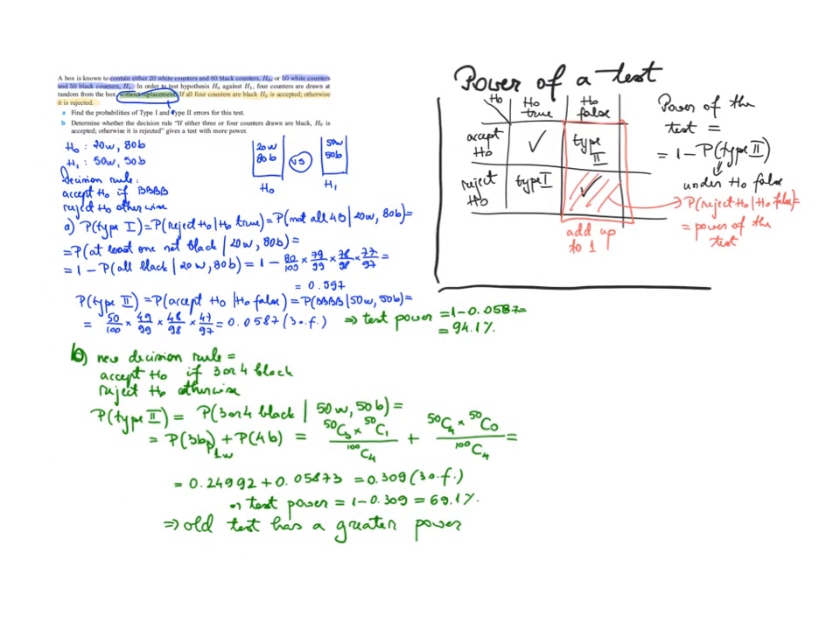So see, in this case, the old test has a greater power, because the power of the test for the new test is 69.1%, and for the old test it is 94.1%. At the end of the movie, you can stop and reflect a bit. How does it make sense in the context of the situation?